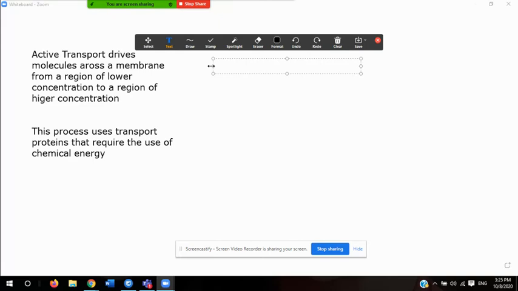So let's move on real quick. One other very important thing that's worth mentioning is that all transport proteins span the membrane, and most change shape when they bind to a target molecule.